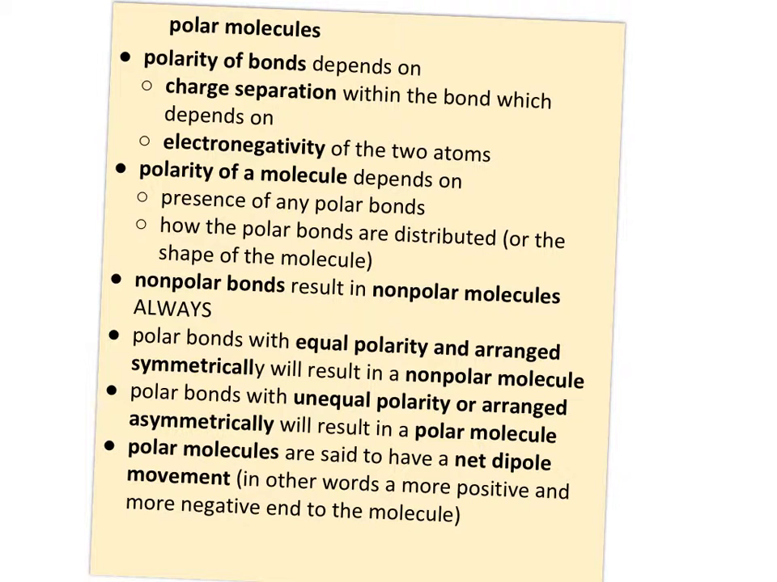But when you have polar bonds with unequal polarities, so they're not all the same atom attached, or if they're arranged asymmetrically like they are with bent or trigonal pyramidal molecules, then you have a polar molecule. And polar molecules are said to have a net dipole moment. In other words, you're going to have a more positive end to the molecule and a more negative end to the molecule.